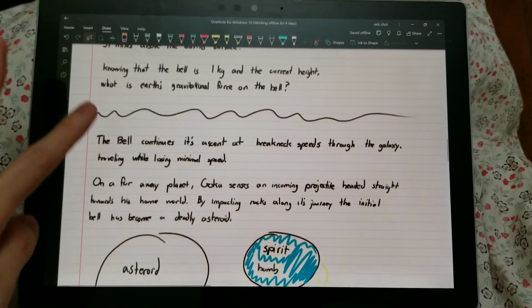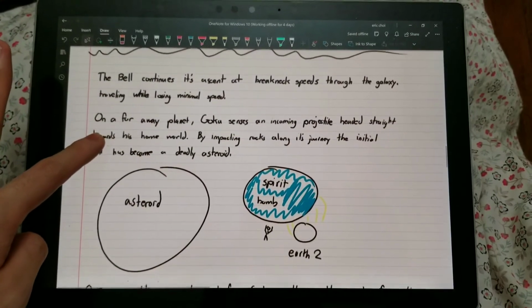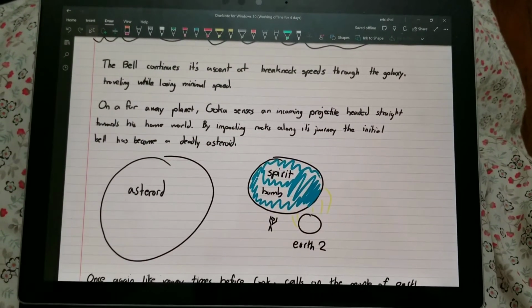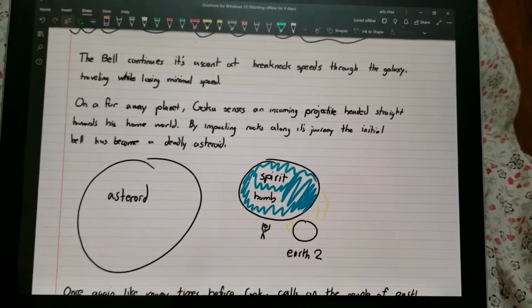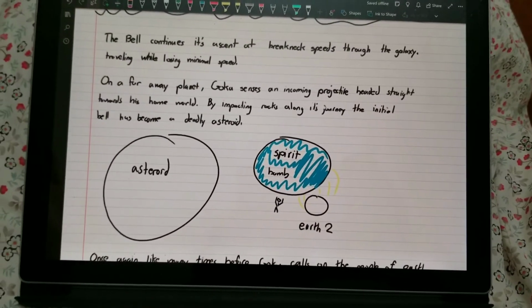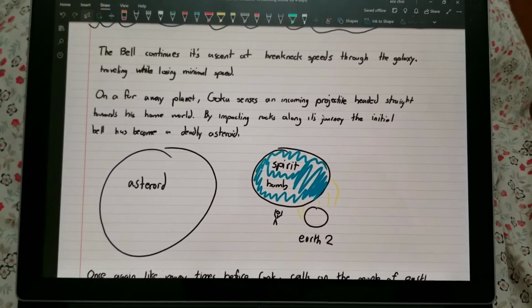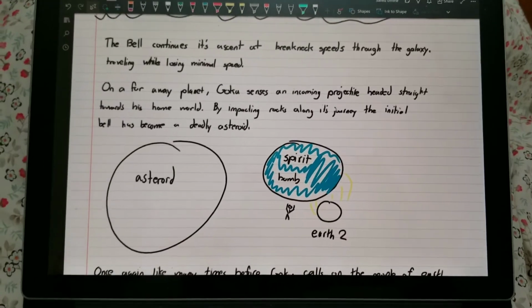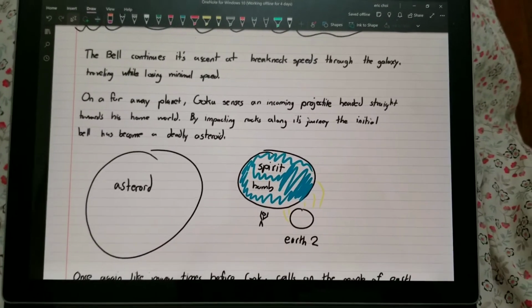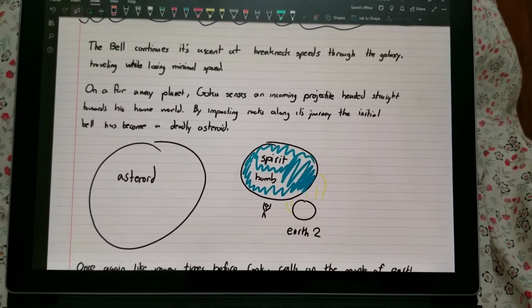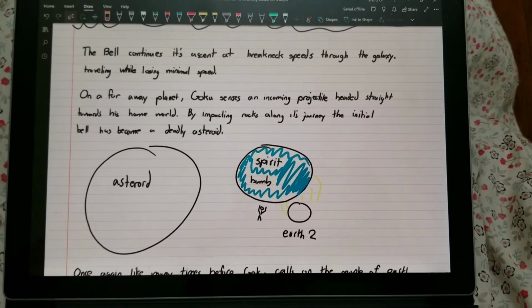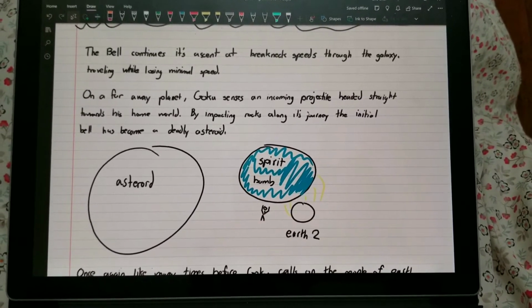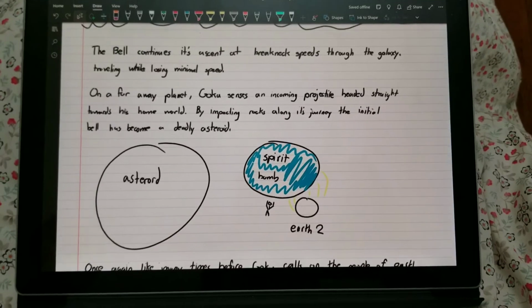Now, as it's continuing its ascent at breakneck speeds through the galaxy, on a faraway planet, maybe Earth 2 for example, Goku from Dragon Ball Z senses an incoming projectile headed straight to his home, and just like the hero that he is, he tries to combat it as best as he can to protect his family, friends, and the rest of the Earth.